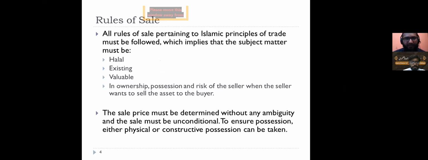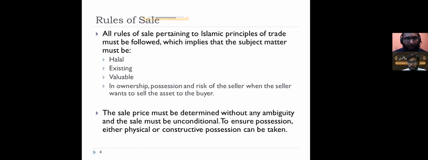Now, drilling down to further details, economic exchange can be in the form of trading. Economic exchange could be in the form of leasing a particular asset. Economic relationships could also involve partnerships. So Islamic principles are applicable in all of these different kinds of economic exchanges or economic relationships. When we talk about trade, trade involves two parties, buyer and seller. So there are certain rules which govern sale in Islamic finance.